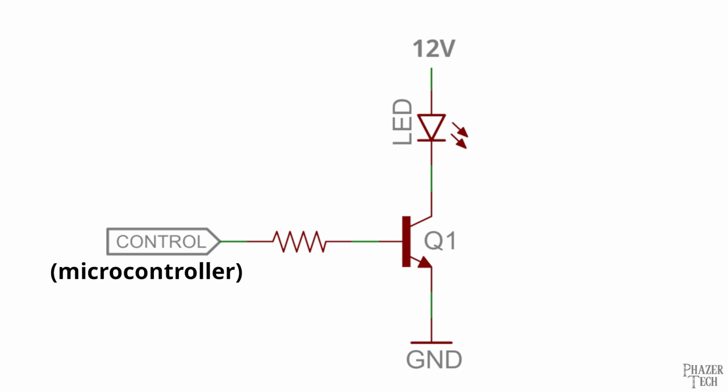This was a simple example of how a transistor can be used as a switch, and I'll be showing a few hands-on examples similar to this one later on. But let's first go over some of the other applications that transistors are commonly used for.